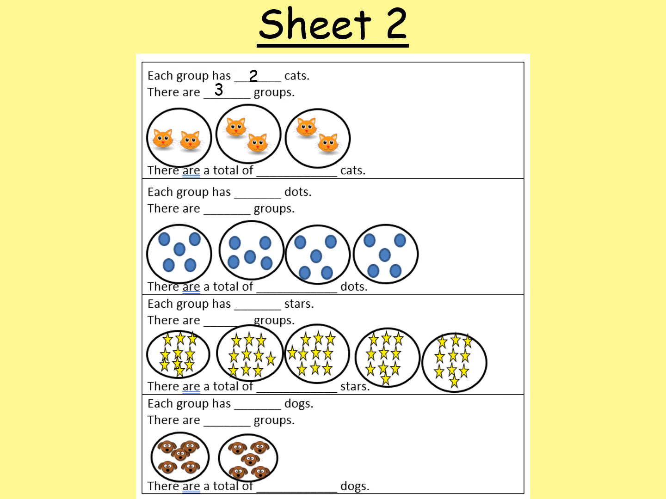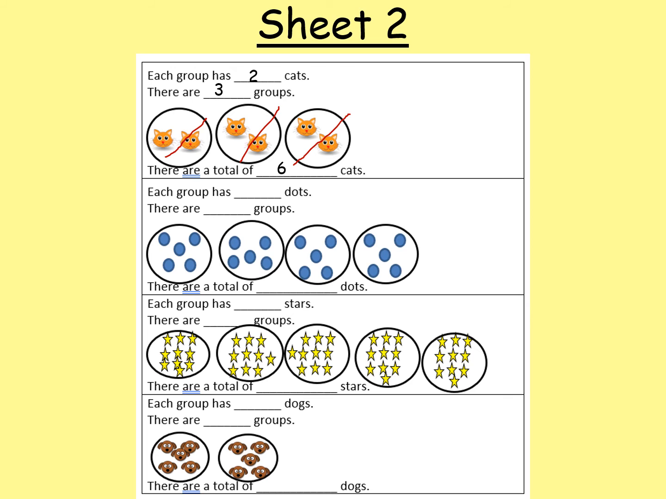Now, how could we find out the total number of cats? There are a total of how many cats? Total means all together. What could we do to quickly find out how many cats there are? Yes, we could count in 2s because we've got 2 in this group, add another 2, 2, 4, 6. So there are 6 cats altogether. There is a total of 6 cats.